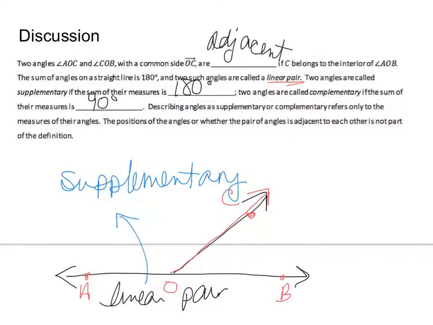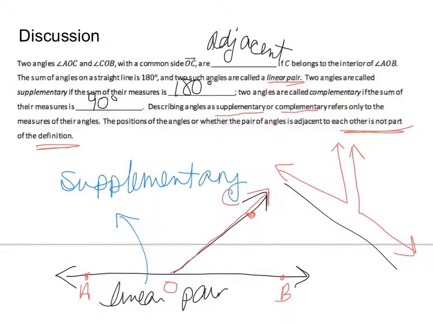Describing angles as supplementary or complementary refers only to the measures of their angles. The positions of the angles, or whether the pair of angles is adjacent to each other, is not part of the definition. They do not have to be adjacent to be supplementary or complementary. I can draw two angles like this, and visually we can assume that would make a straight line at the bottom and they are supplementary. Or I can give you a complementary one that is 90 degrees.